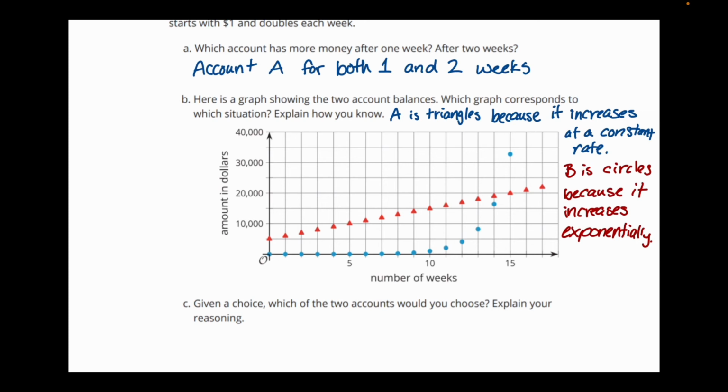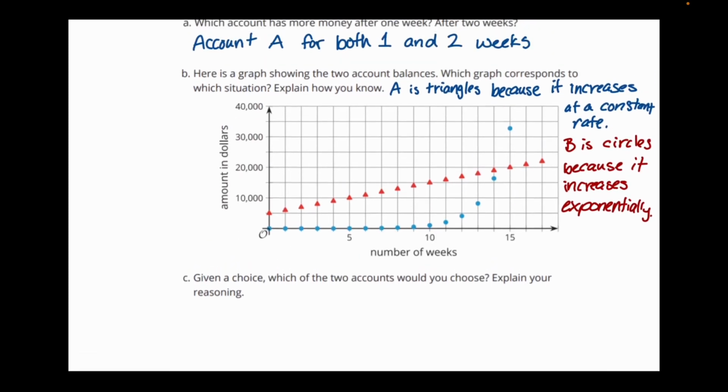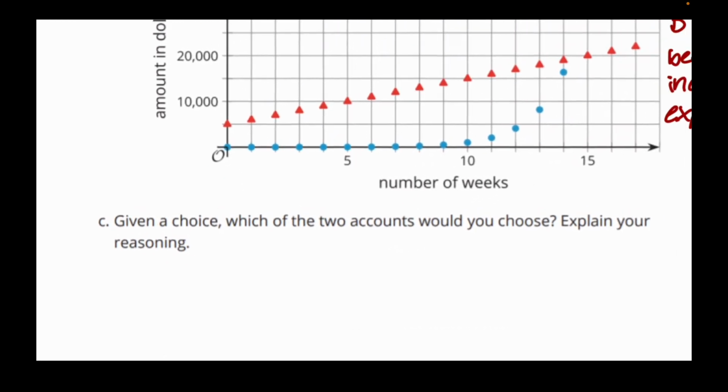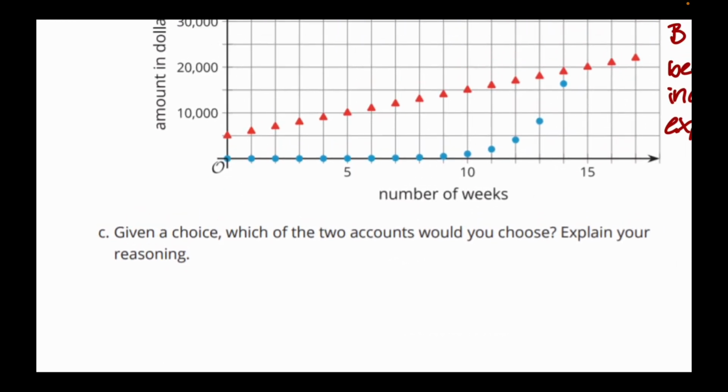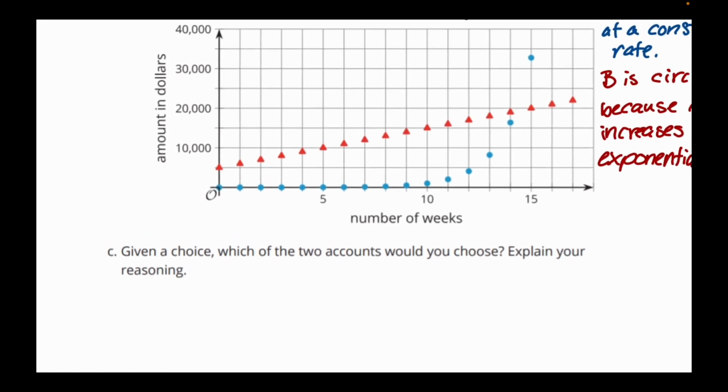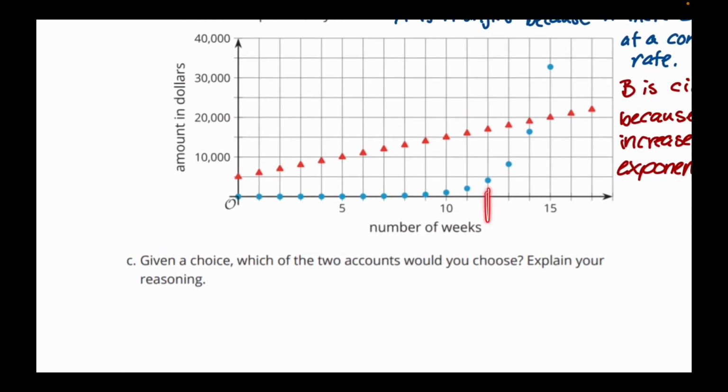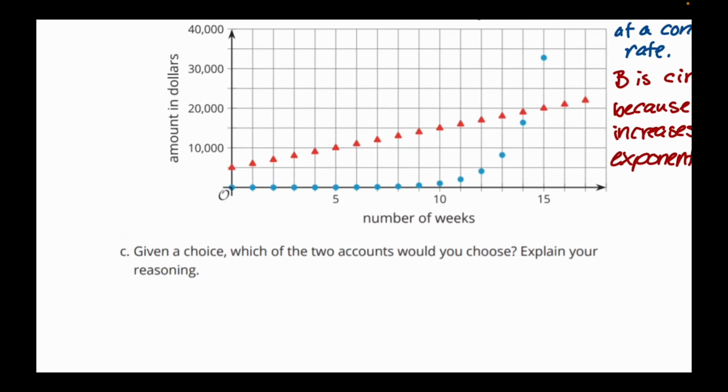So given a choice, which would you choose, and explain your reasoning? I might choose account B if I am a patient person and I can wait more than, what is this? This is 14 weeks. If I can wait more than 15 weeks, which is like 3 or 4 months, 3 months would be 12 weeks. So if I can wait almost 4 months, then yeah, I would want account B to hang on to. So I would say account B.